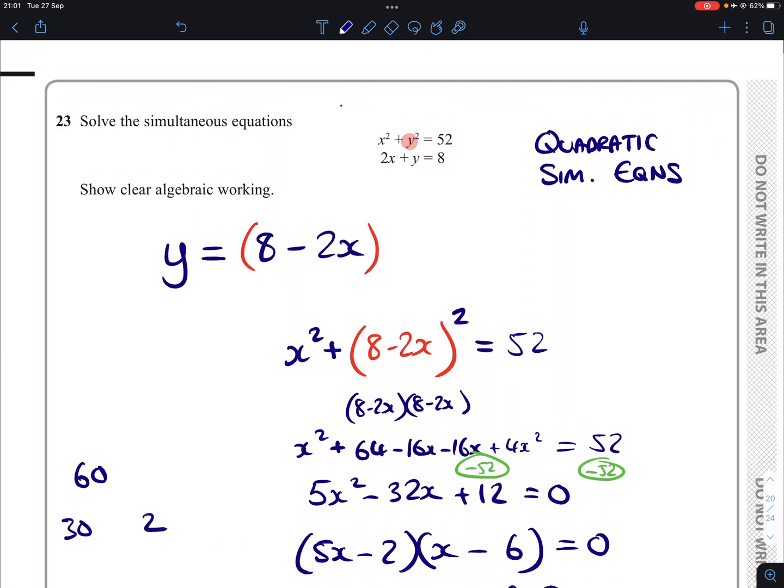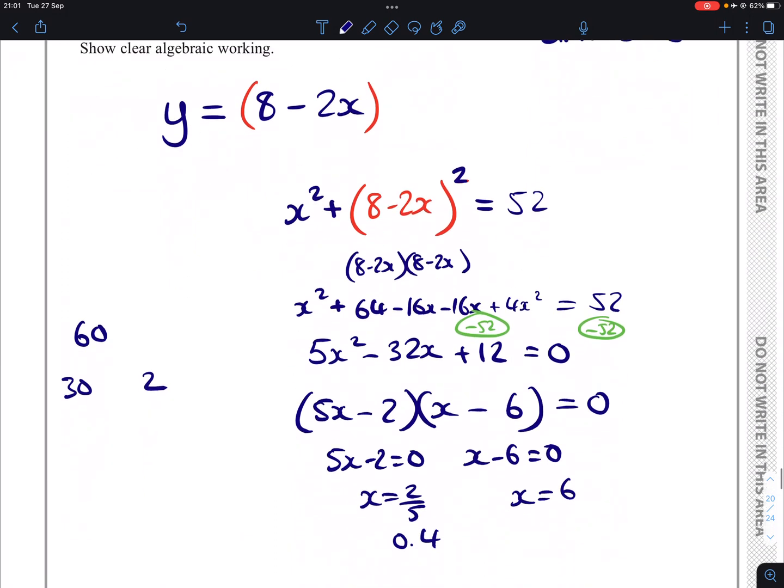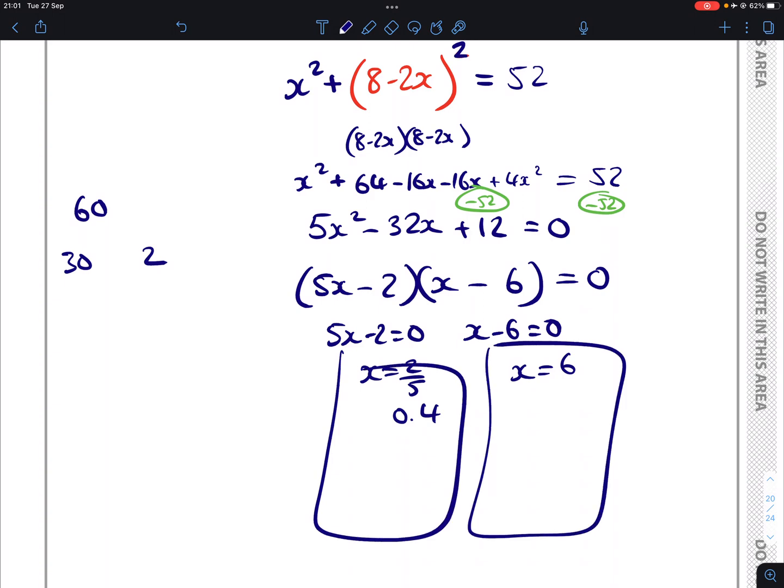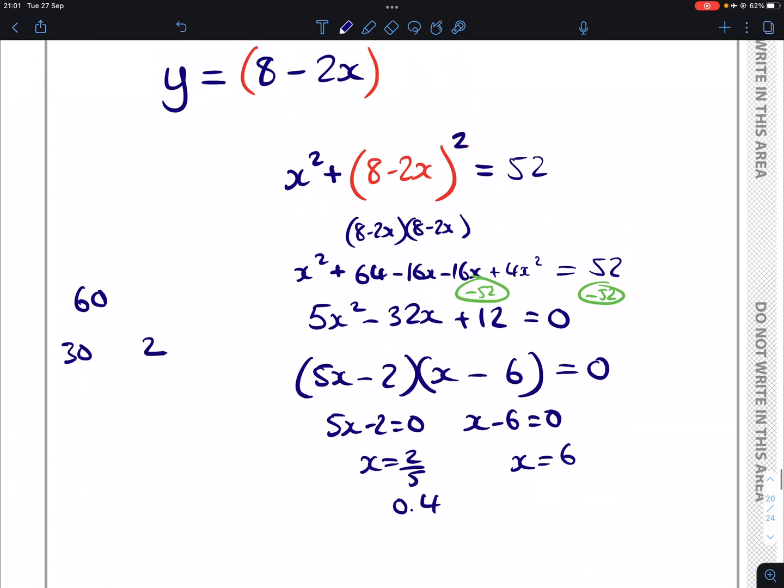We have our x values, but we now need to figure out the y values that go with each one separately. Now, you want to make it clear which x goes with which y. Just writing them above each other is not really clear enough. So just bear in mind that once we get our y answers, we need to be careful with how we present this. So we're going to sub 0.4 into that formula for y. We're going to sub in 6 for that formula for y.